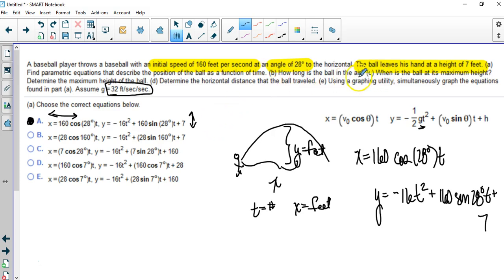B is how long is the ball in the air? So how long did it have to travel after I threw it? Basically, where does it hit the ground? At t equals what? Right, so this is t equals 0. When does this hit the ground? Well, this has to do with height off the ground, just the y. So I don't need to work with the x part.